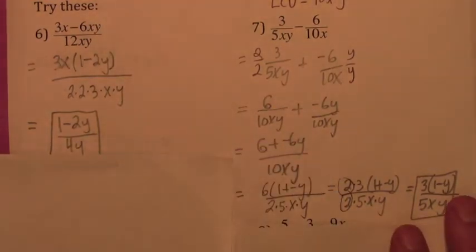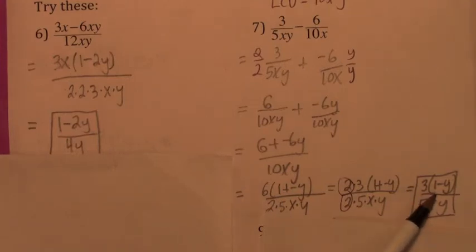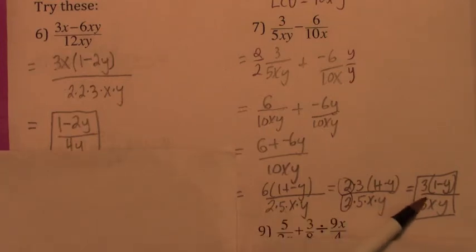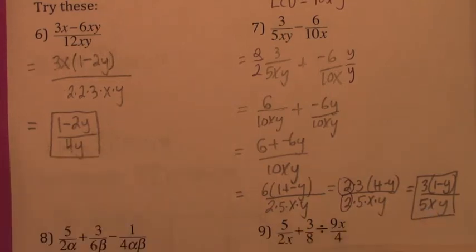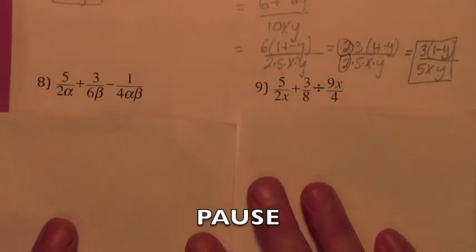So when you cancel the 2, or when you remove that factor of 1, you have 3 times the quantity 1 minus y on the top, and you have 5xy. You could leave it like that, or if you wanted to, you could multiply the top out. Either one would be correct, as long as you've reduced it. Okay, let's do 2 more. All right, go ahead, hit the pause button again, and try these 2 on your own. We'll go over them in just a minute.